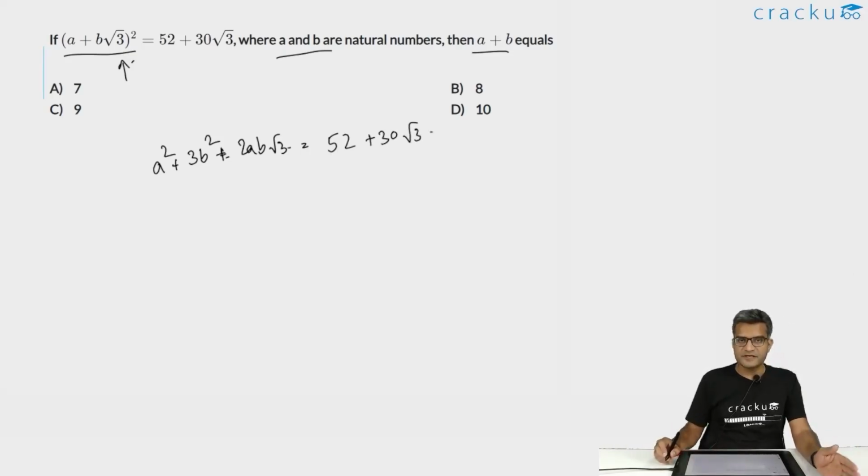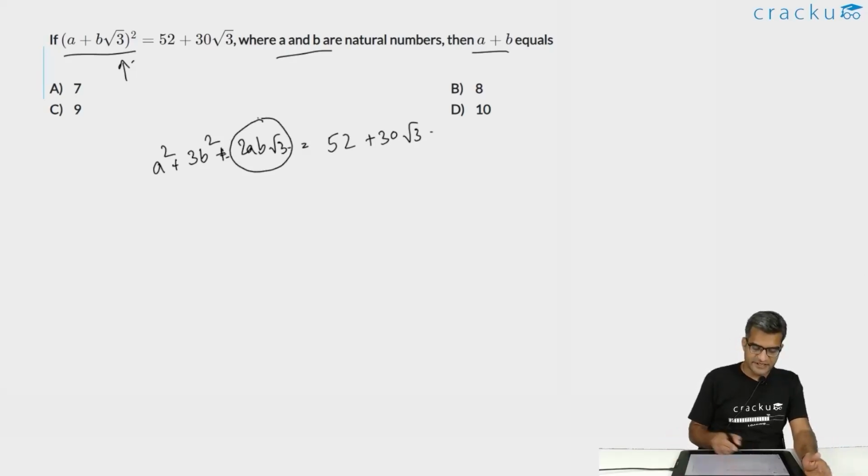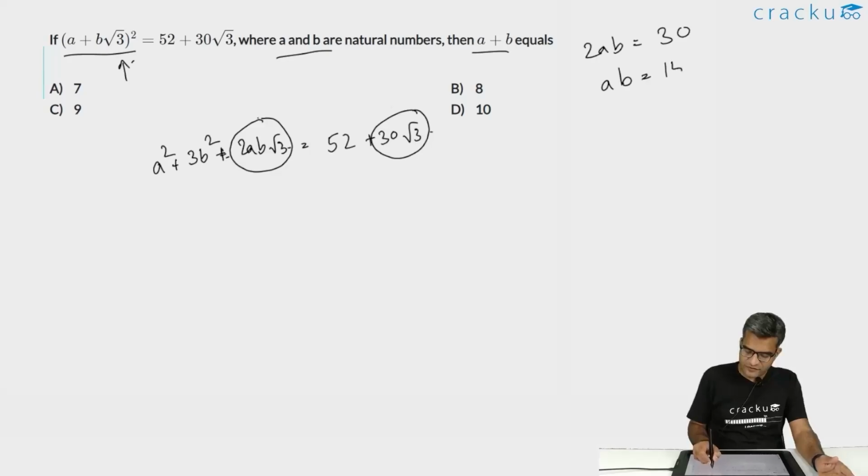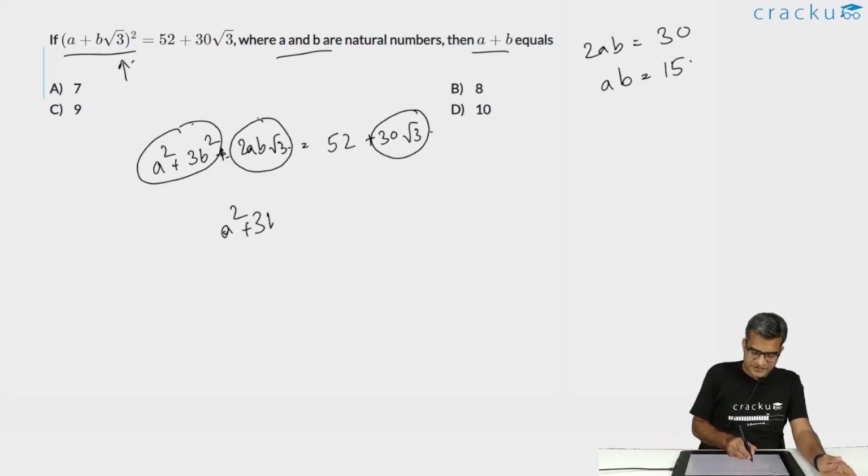Now if you are comparing the natural numbers and the irrational numbers on the left hand side and right hand side, this is the irrational part of the left hand side, this is the irrational part of the right hand side. If you are comparing both of them, we will get that 2AB is equal to 30, or the product of A and B is equal to 15. Similarly, if you are comparing the rational part on the left hand side, that is A square plus 3B square, we are told it is equal to 52.